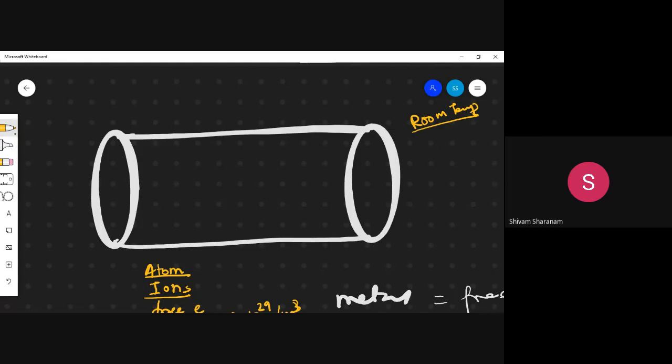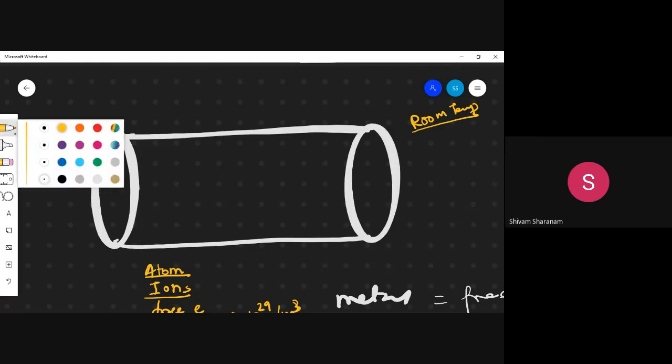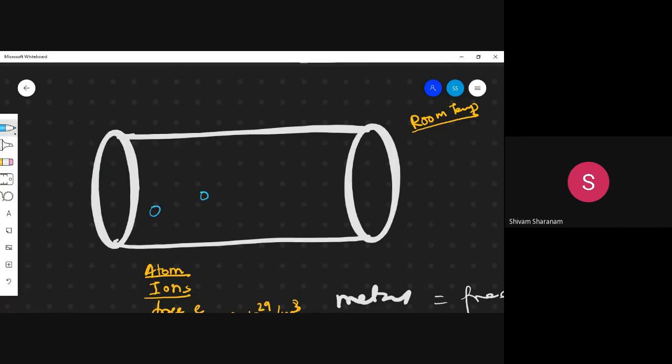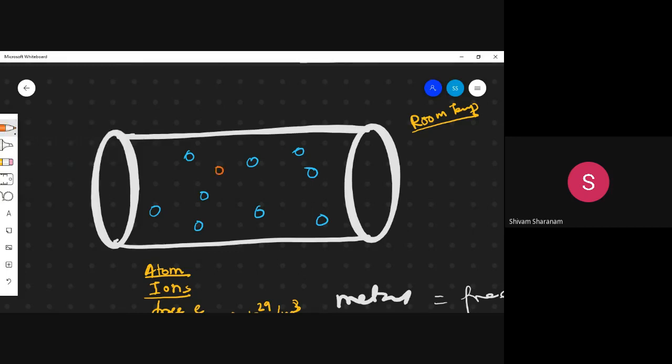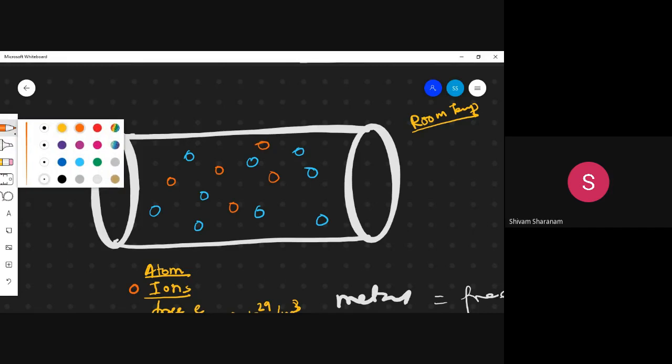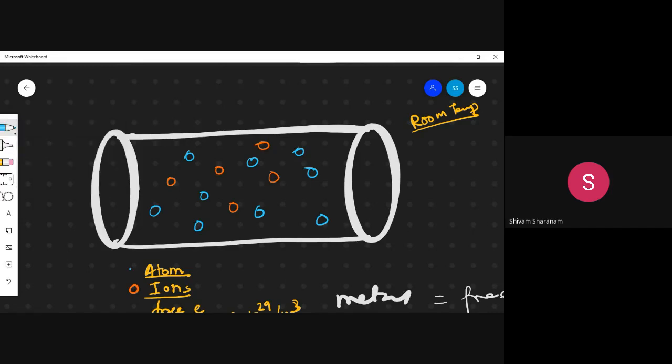So I will draw certain things. Suppose neutral atoms I will draw by neutral colors. These are the neutral atoms. Okay, and there will be some ions also. So ions I will draw. Let's say these are ions. Ions are with this color, and electrons are with this color. Atoms are by this color. Okay. Now there are some free electrons, and these electrons can move anywhere.